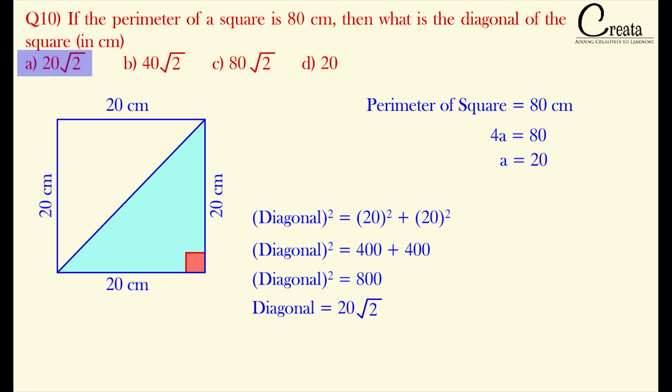So the fundamental that we have used to solve this question is that the perimeter of the square is 4a, and the second fundamental that we have used is the Pythagoras theorem. Based on these 2 fundamentals, we have calculated the diagonal of the square. Okay, got it?